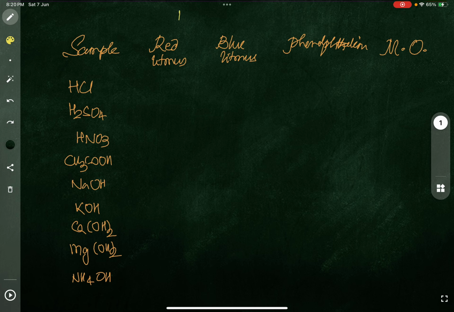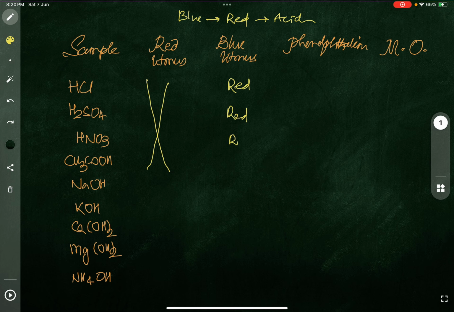Blue litmus turning to red is the characteristic of acids. So red litmus, for all these four there is no action. Blue litmus will be turning into red, red, red, and red because these are acids. And these five are bases.